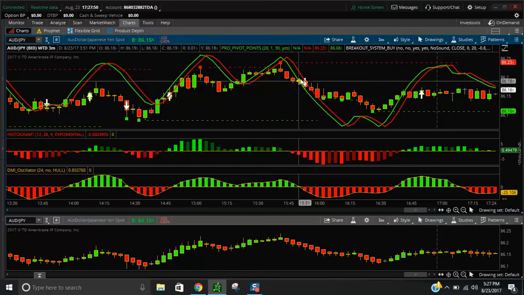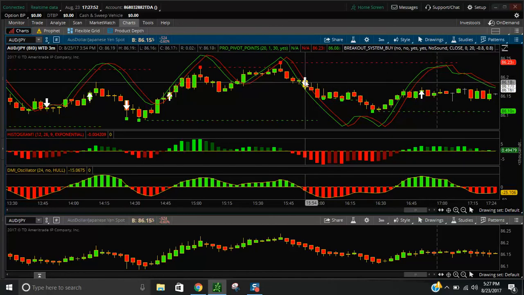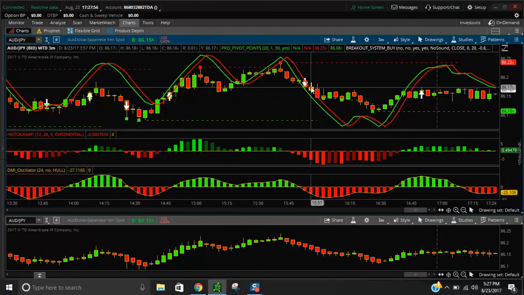So you would enter the trade after this candle closes to make sure that the arrow is still there when it closes. This would be your entry point for the trade, okay?